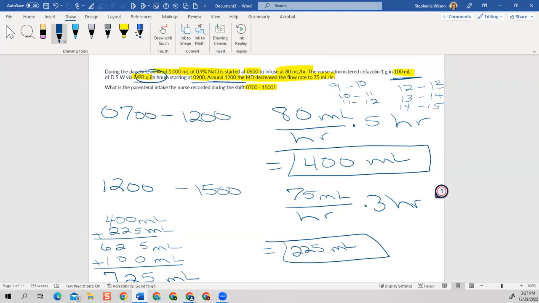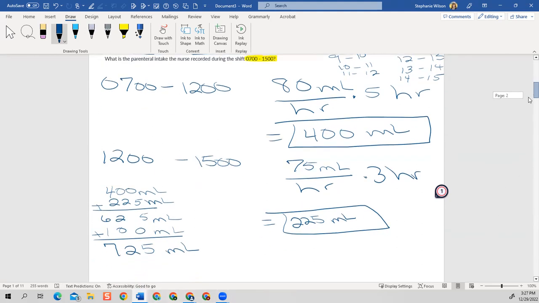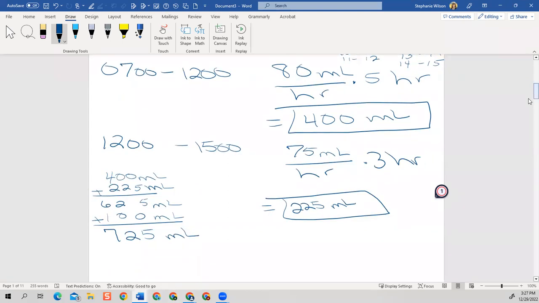Let me scroll my page down a little bit so you can see my answer. So the total parenteral intake here is 725. So be sure and read, make sure whatever's going on during that window that you are recording, because someone else already took care of it outside that window.